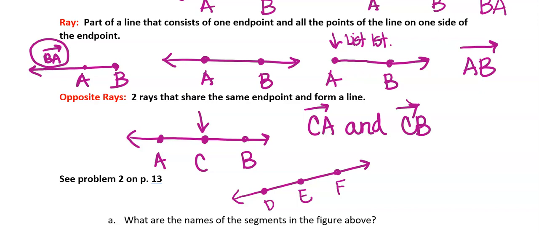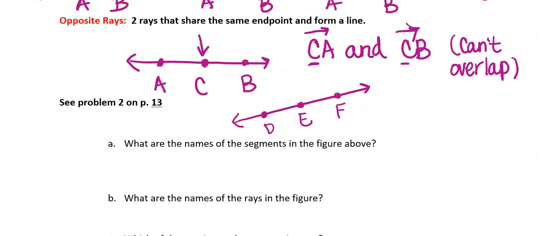And what happens is these rays cannot overlap. So I'm going to say they can't overlap except for the point that they contain. Okay, so I couldn't say ray BC and ray CA, because first of all, they're going in the same direction. They have to be opposite. The only point that they can have in common is the point that they share. No points are skipped. See problem 2 on page 13.